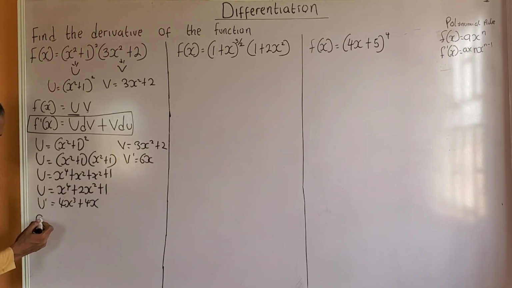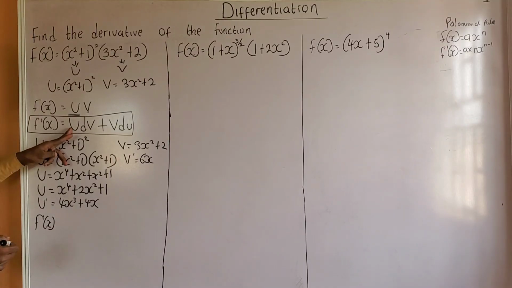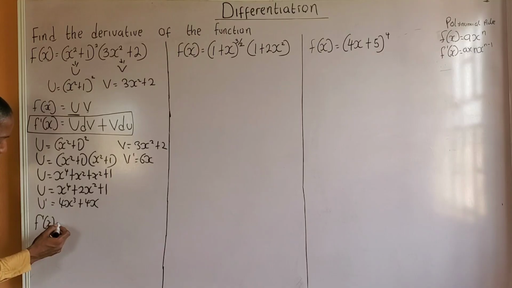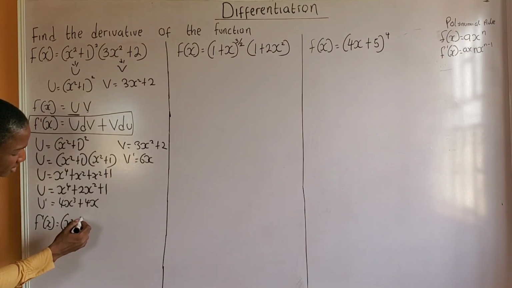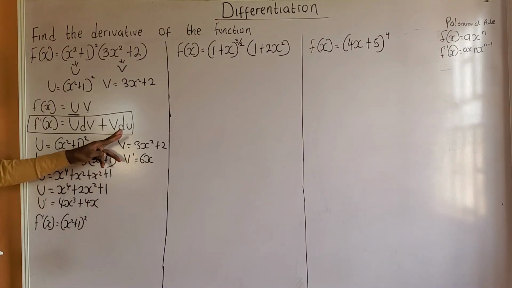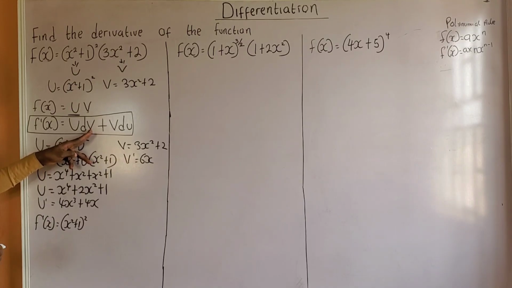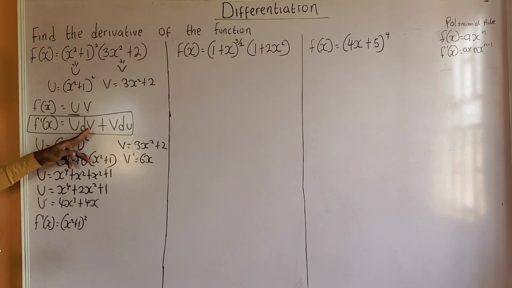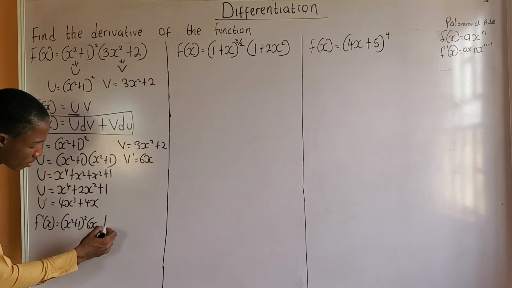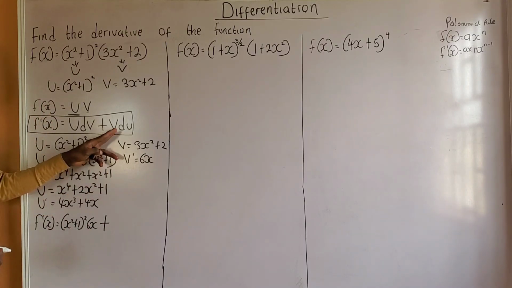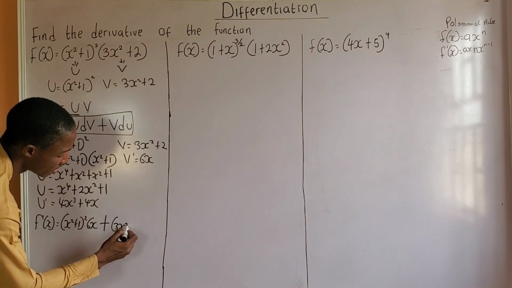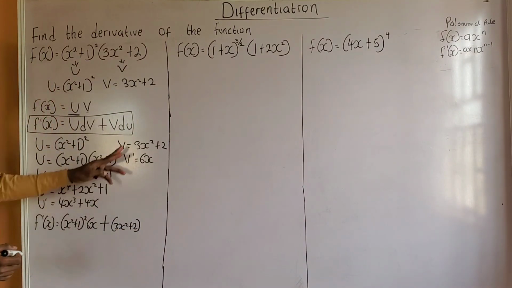So the derivative of f of x will be equal to, now, u is what? x squared plus 1 raised to the power of 2. So I'm going to have u, x squared plus 1 raised to the power of 2, multiplied by dv. What is the derivative of v? 6x, right? So I'm going to have multiplied by 6x, plus v. v is what? 3x squared plus 2. So I'm going to have plus 3x squared plus 2 multiplied by du.